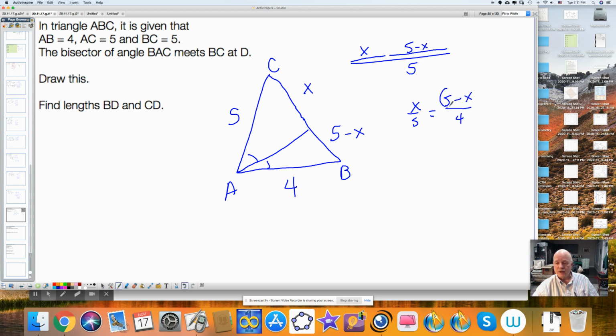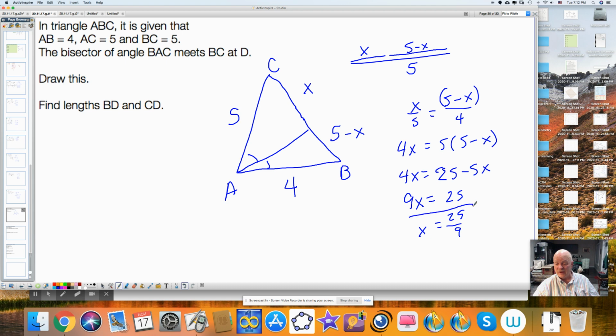I'll cross multiply, and I'm going to use parentheses when I do this. To get 4x is equal to 5 times 5 minus x. I'll distribute. 4x is equal to 25 minus 5x. And I'll add 5x to both sides. 9x is equal to 25, and x is equal to 25/9. Is that correct? Yes, it is. It's just not a very nice number, but we're in high school now, so get over it.